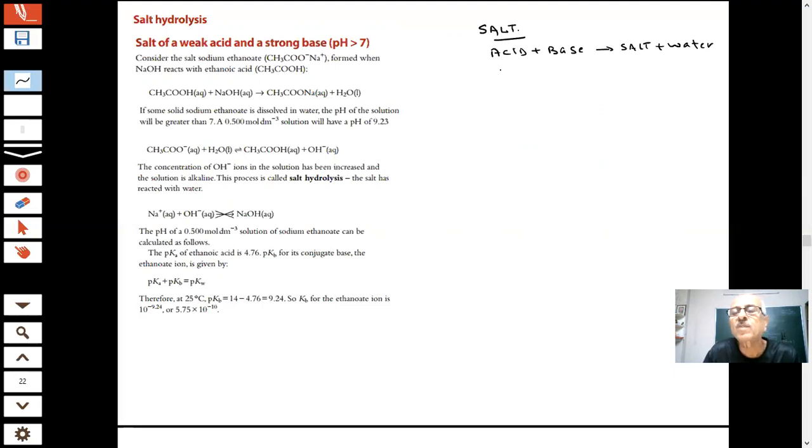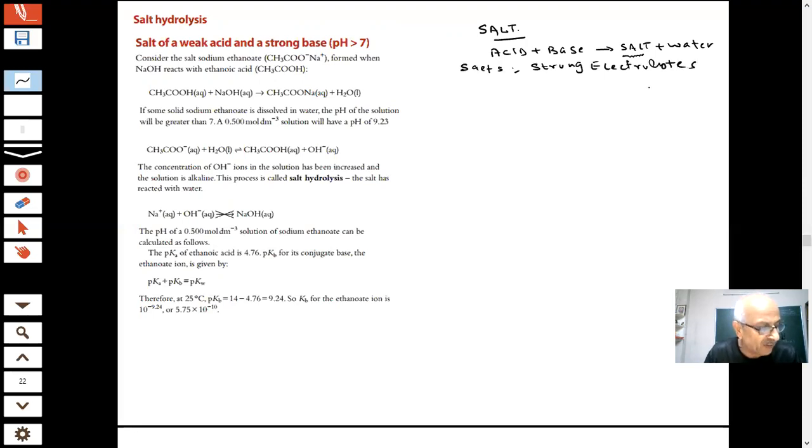Now what happens when a salt is formed? A salt is an ionic compound. Okay? Salt is an ionic compound. What do we know about salts? They are strong electrolytes. Salts are strong electrolytes. Means what will happen if they are in water?